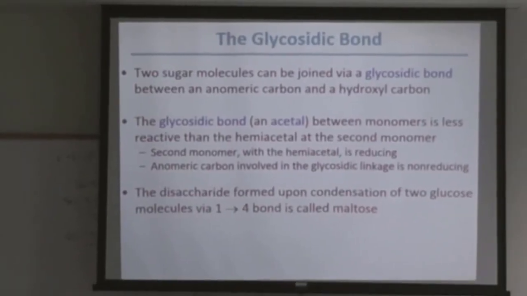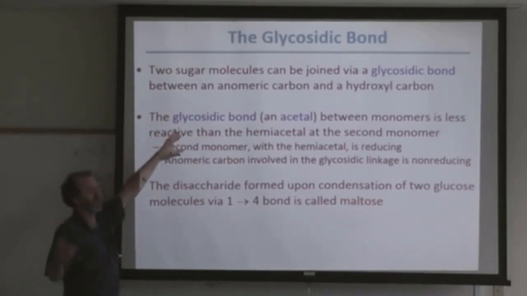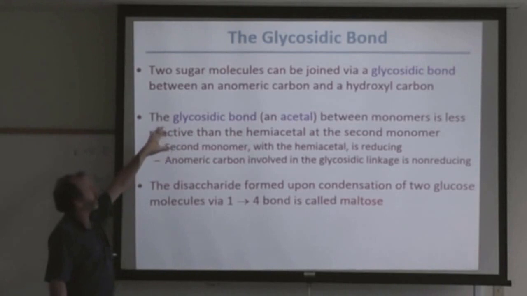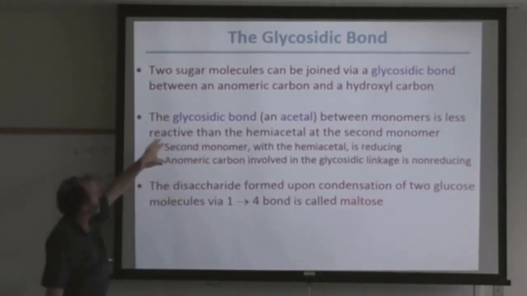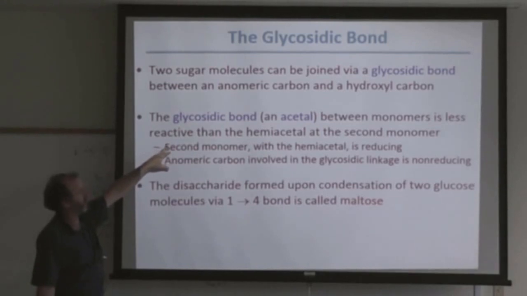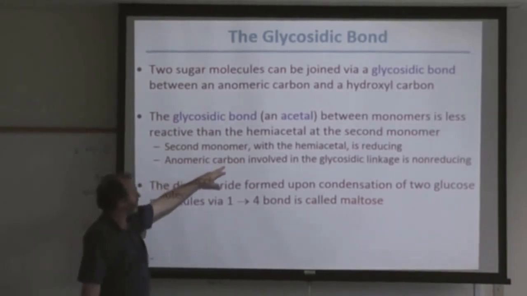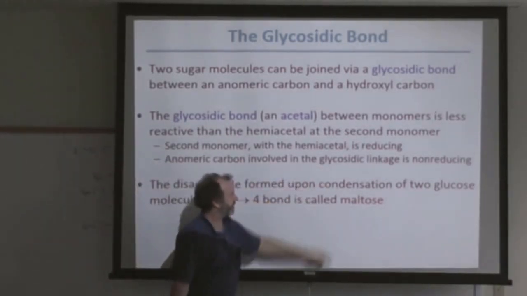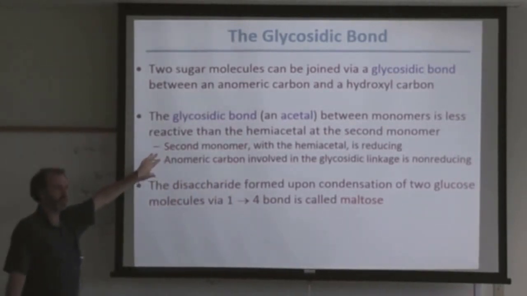So the glycosidic bond: two sugar molecules can be joined via a glycosidic bond between an anomeric carbon and one of the hydroxyl carbons. The glycosidic bond, an acetal between monomers, is less reactive than the hemiacetal at the second monomer. The second monomer with the hemiacetal is reducing. The anomeric carbon involved in the glycosidic linkage is non-reducing. Do you understand what that means?